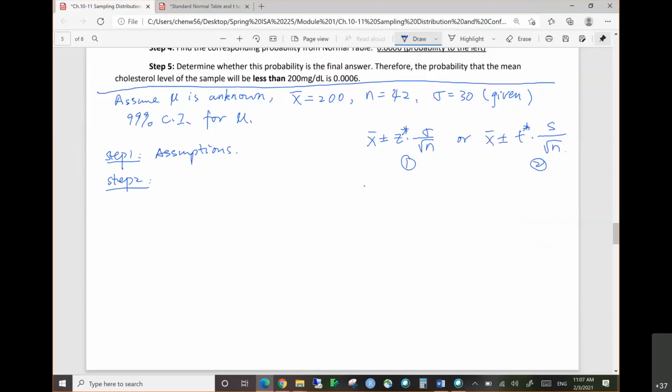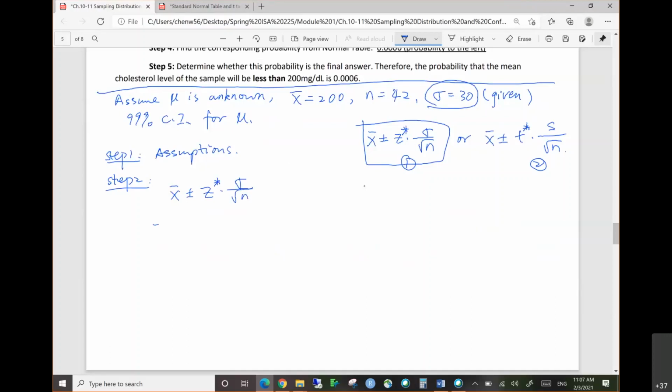We would use 1, because the population standard deviation is given, right? Thank you. So we are using this formula, z star times sigma over square root of n.